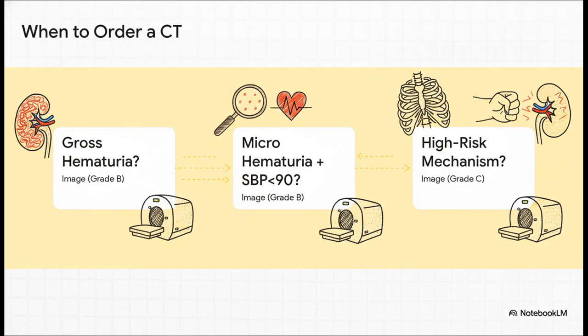Now, the third one is a bit different. It's grade C evidence, but if the mechanism of injury is high risk, like a direct blow to the flank, you should probably image them even if you don't see blood in the urine.